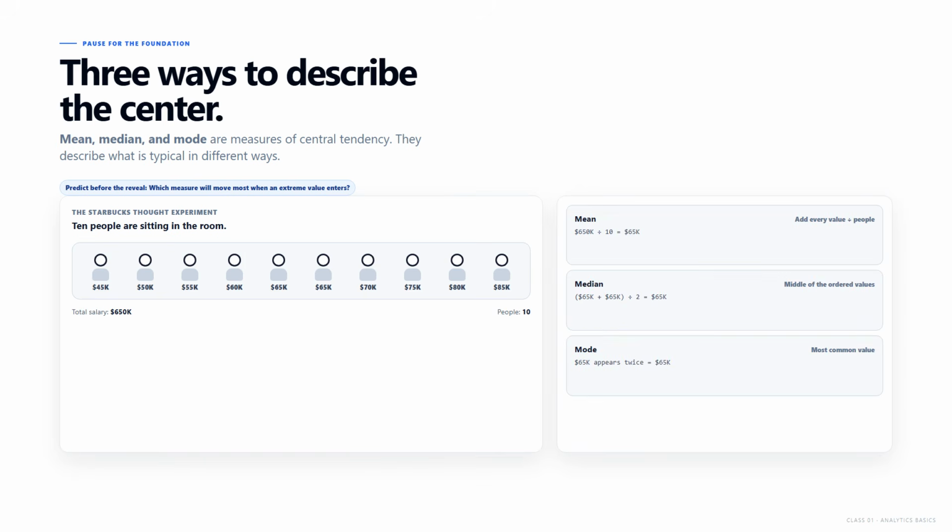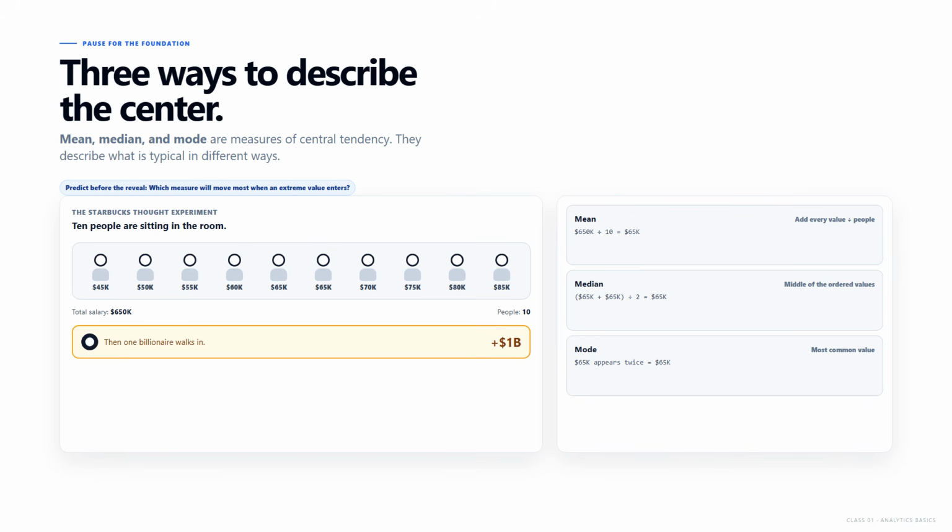The mean adds all 10 salaries and divides by 10, which gives us $65,000. The median orders the salaries and looks at the middle. The two middle values are both $65,000. The mode is the value that appears most often, which is also $65,000 here.